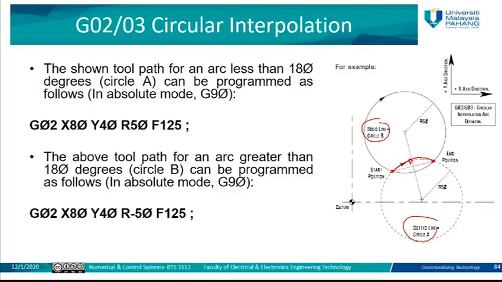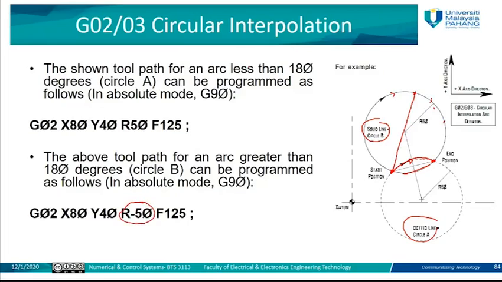But if I want to move from this point through circle B, you can see here it is almost a complete circle, only missing this part. In this case, it is more than 180, because 180 would be like this. If it goes until this point, it will be less than 180. But if it's more, then the value of R becomes negative. So we are going to use the negative value of R.